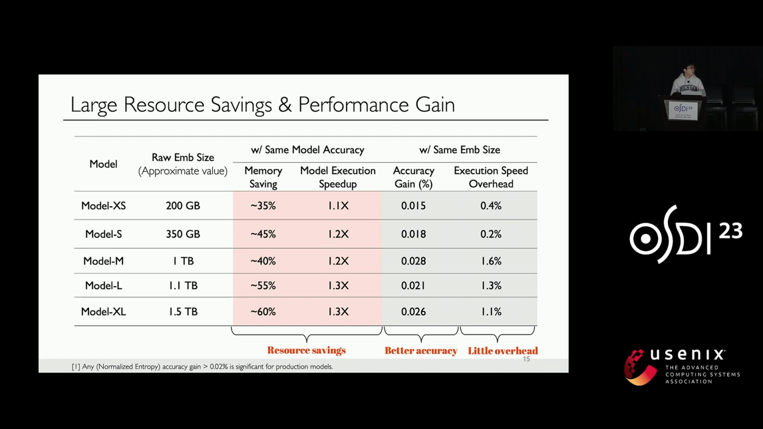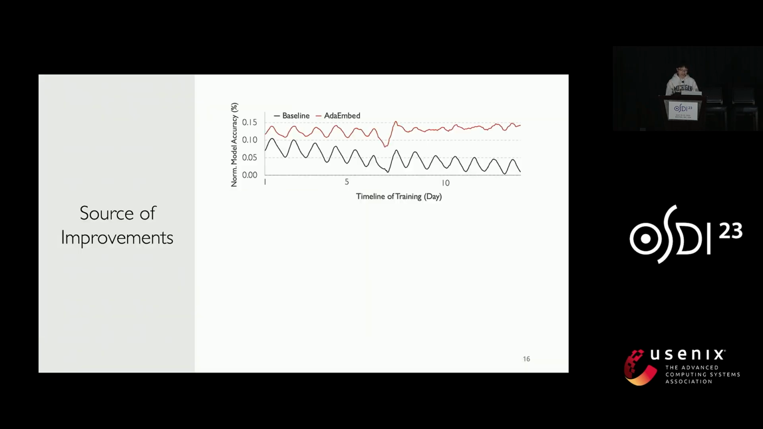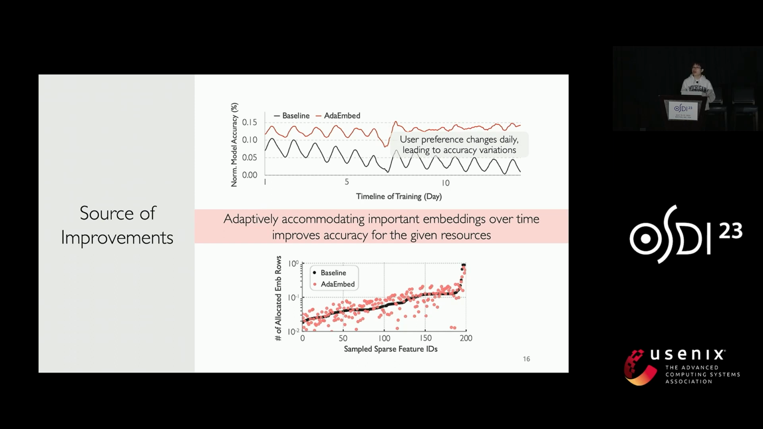Next, let's see what happens if we dig into the source of improvements. Here, this figure shows the real-time model accuracy over a 2-week training period. These 2 settings use the same total embedding size. Apparently, AdaEmbed achieves better model accuracy at all times. But here we also observe the diagonal variations in the model accuracy. This is due to the change in the daily user preference. On the other hand, this variation also highlights that we should adaptively accommodate more important embedding rows.